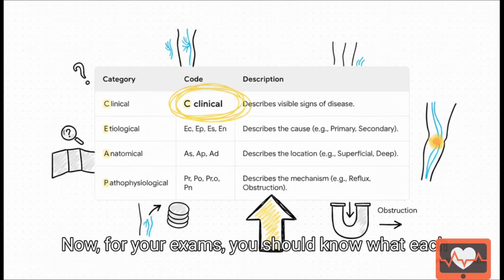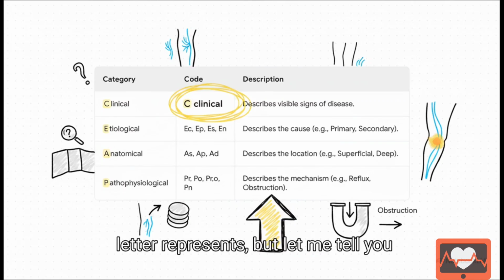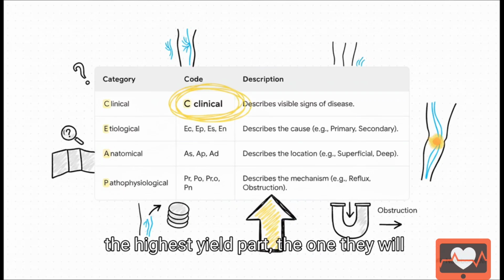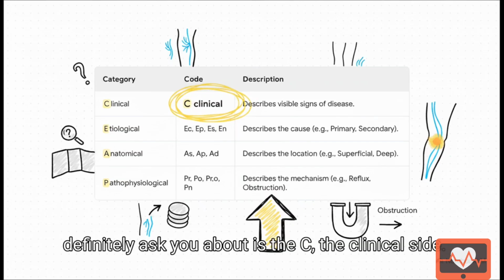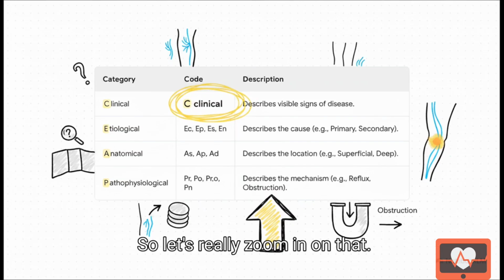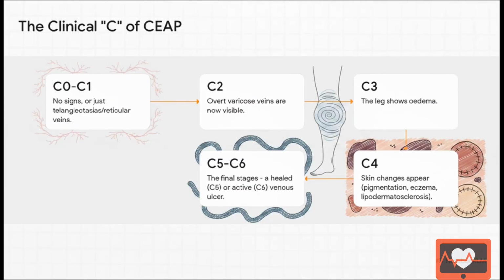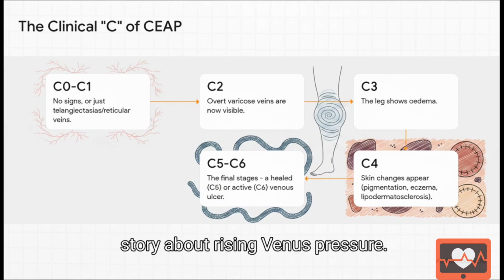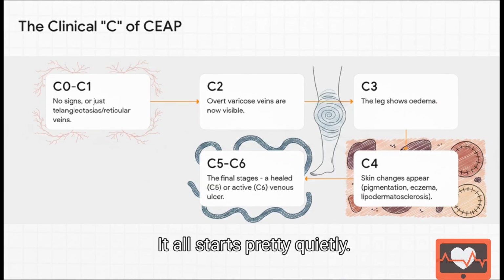Now, for your exams, you should know what each letter represents, but let me tell you the highest yield part, the one they will definitely ask you about, is the C, the clinical side. So let's really zoom in on that. Let's walk through this because it's really a story about rising venous pressure. It all starts pretty quietly.